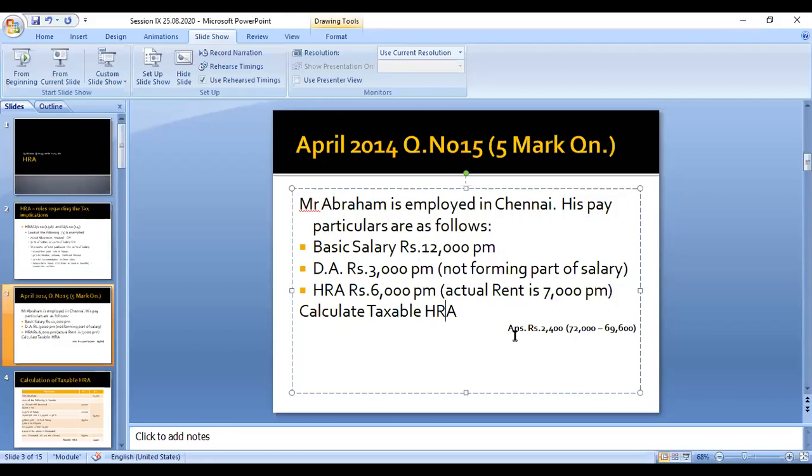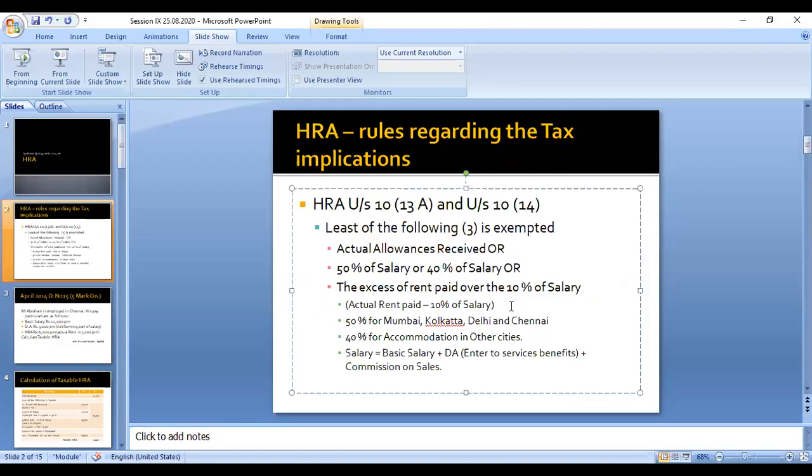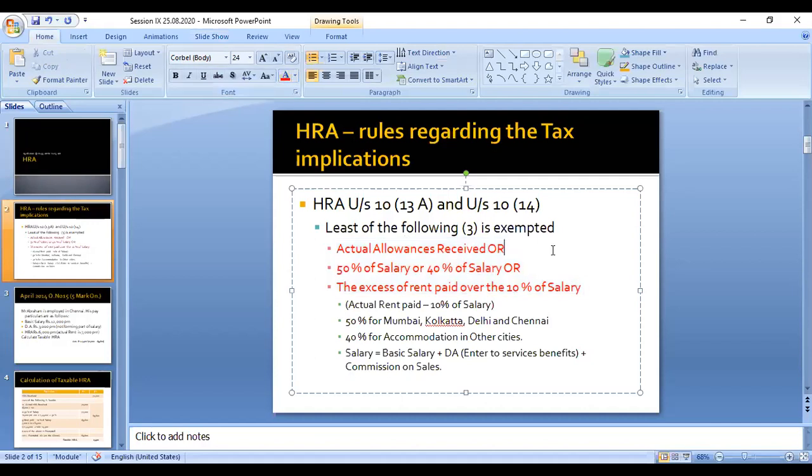Now we can see with the answer. This is the only thing given. If you remember this formula for exempted HRA calculation, then it is very easy. Again, I will recollect the formula here. The least of the three is exempted: the first one is actual allowance received, 50% of salary or 40% of salary, or excess of rent paid over 10% of salary. This is the formula for calculation of exempted HRA. If you remember these three points, you can work it out.